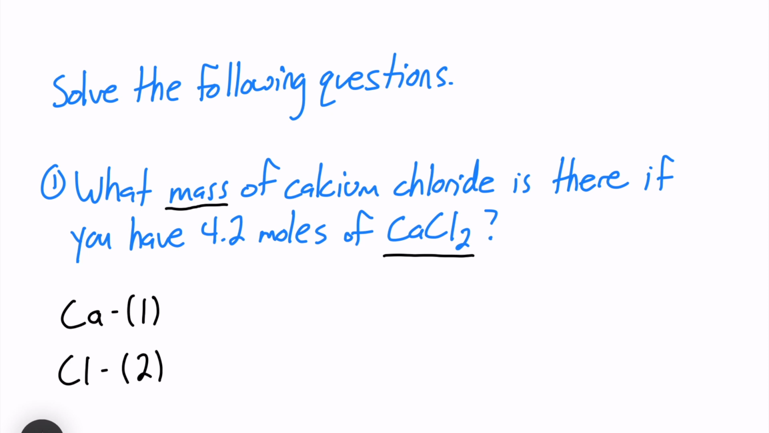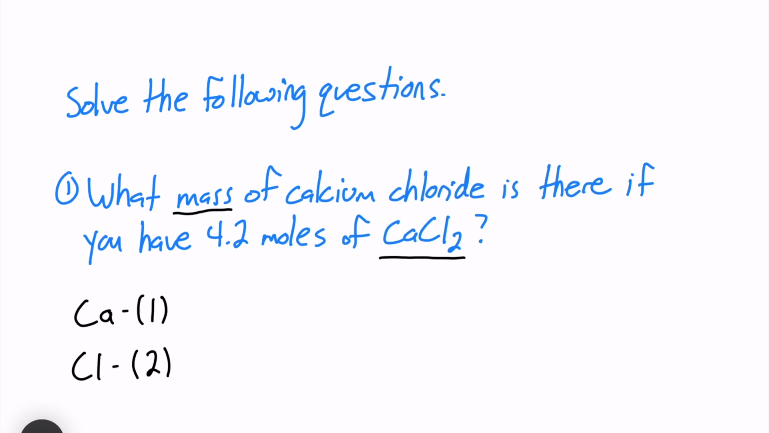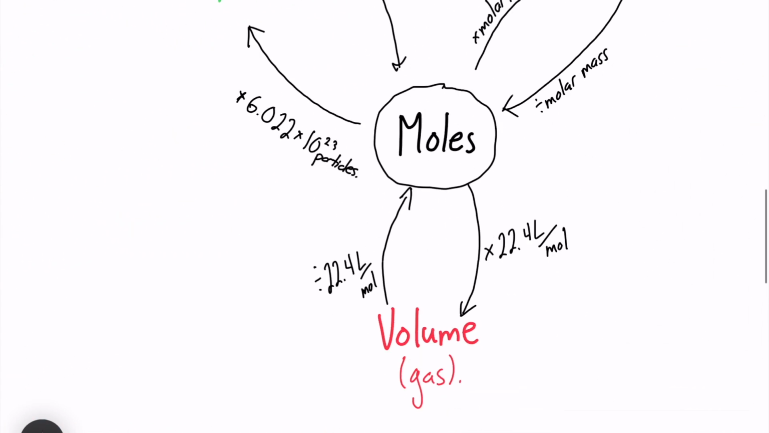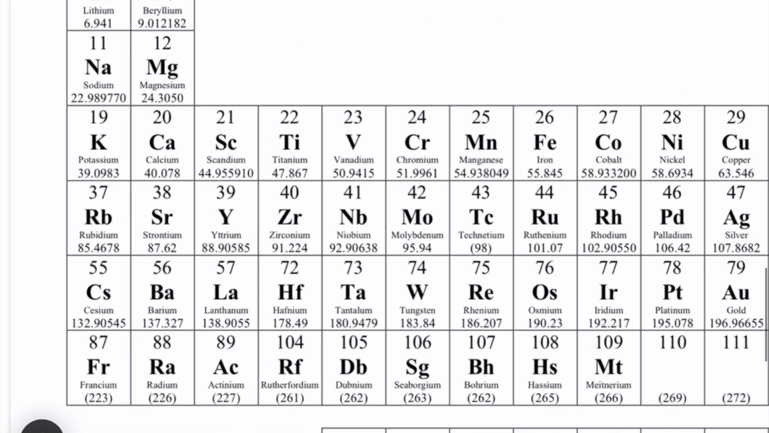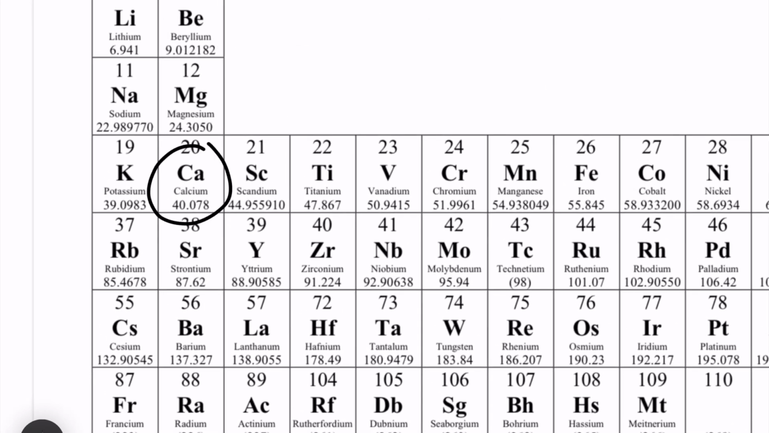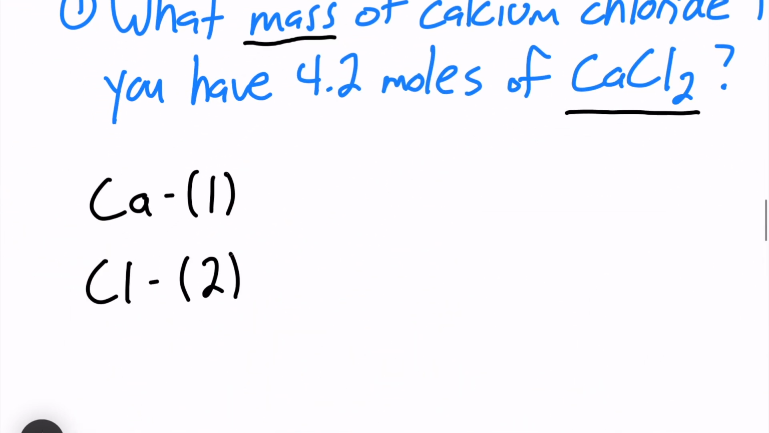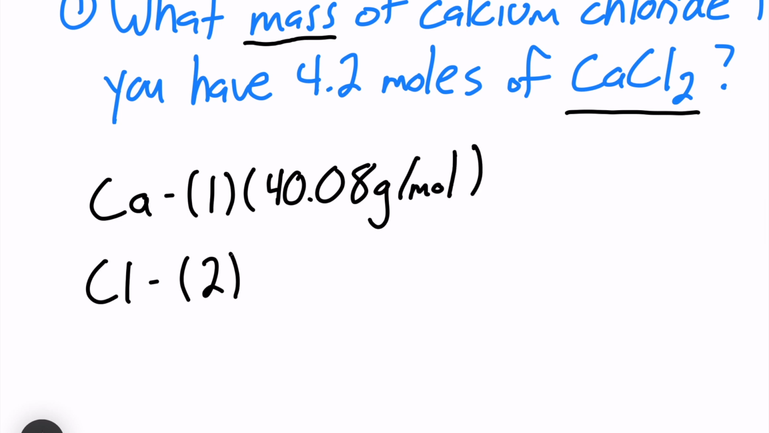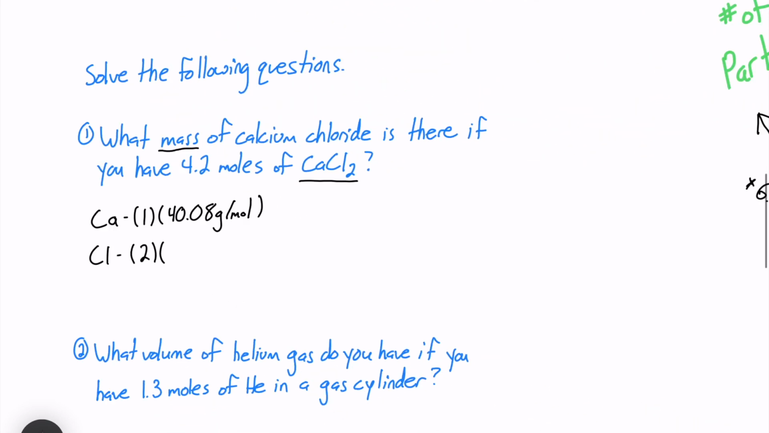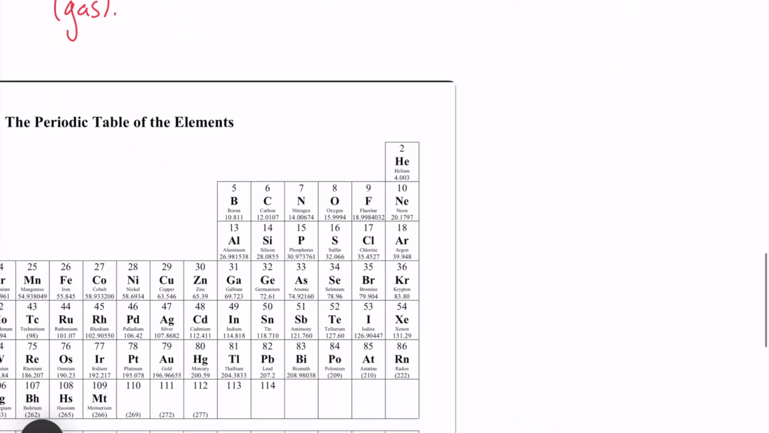So let's go ahead and head on over to our periodic table and let's figure out the molar masses of both of those substances. So first, let's look for calcium. So calcium, let's zoom in a little bit. You'll see that the atomic mass and also the molar mass of calcium is 40.08 grams per mole. So that's what we're going to write beside our calcium. So 40.08 grams per mole.